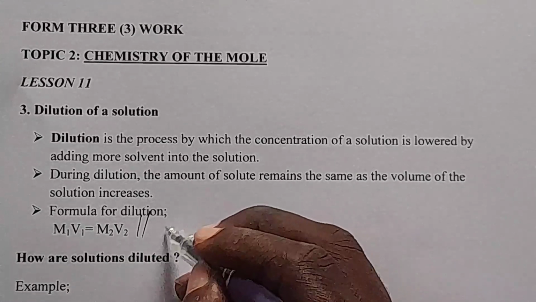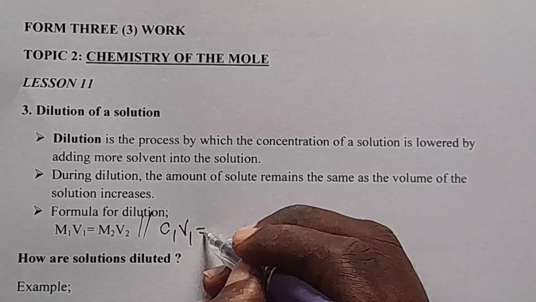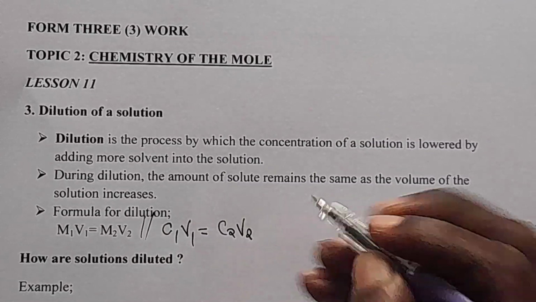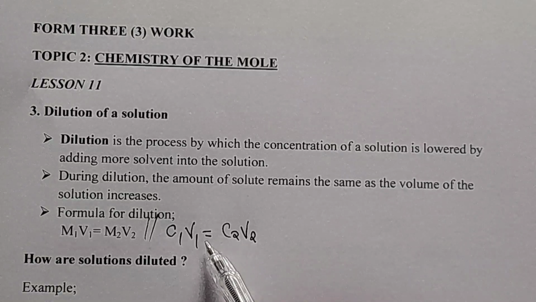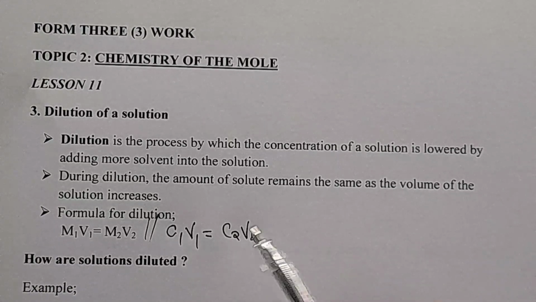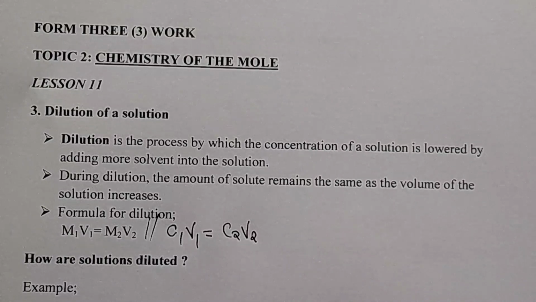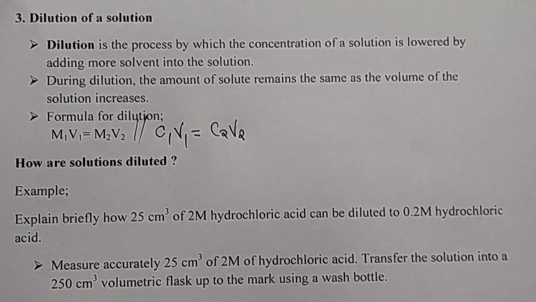Or we can have the formula to be C1V1 = C2V2, where C1 is concentration 1, V1 is volume 1, will be equal to concentration 2 times volume 2. Okay, how are solutions diluted?